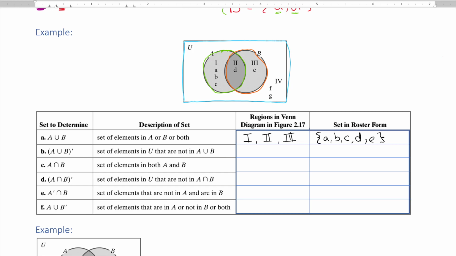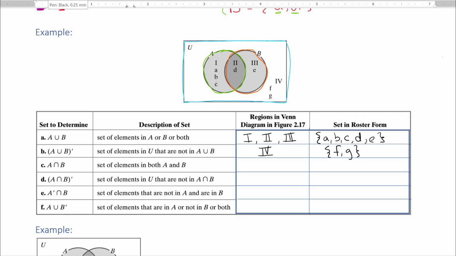A union B complement, well, A union B we've already talked about as being regions 1, 2, and 3. So the complement would be the one region that doesn't belong. That would be region 4. Okay, what elements belong in that? F and G.